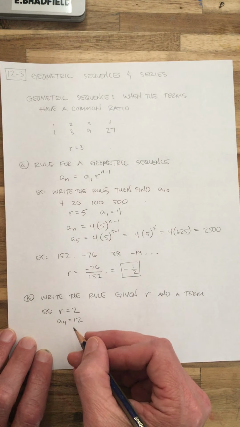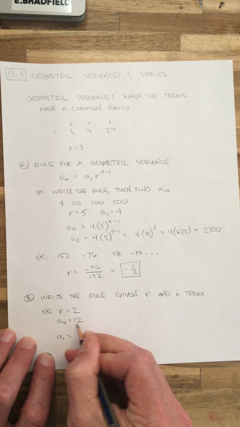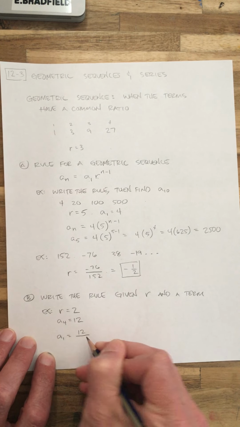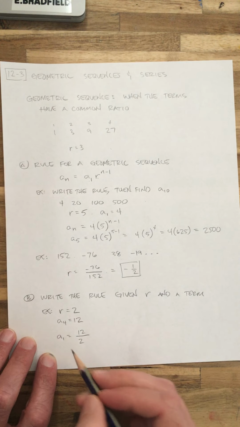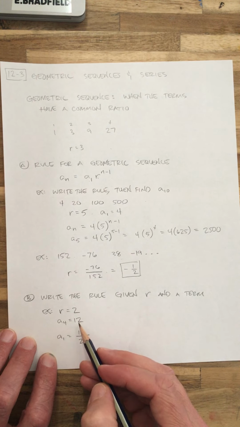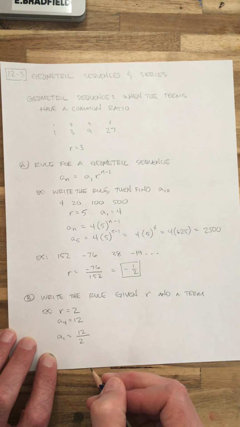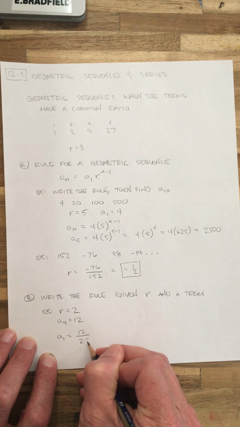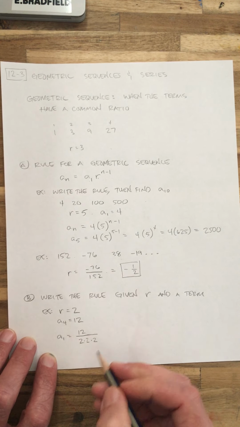Okay, so watch this. If I want the first term, a sub 1, I'm going to start with this 12 right here, but I'm going to divide by 2, right? But that will just give me the third term, won't it? If I divide the 12 by 2, that will give me the third term. So then I want to divide by 2 again, right? That'll give me the second term, and then divide by 2 again, that will give me the first term.